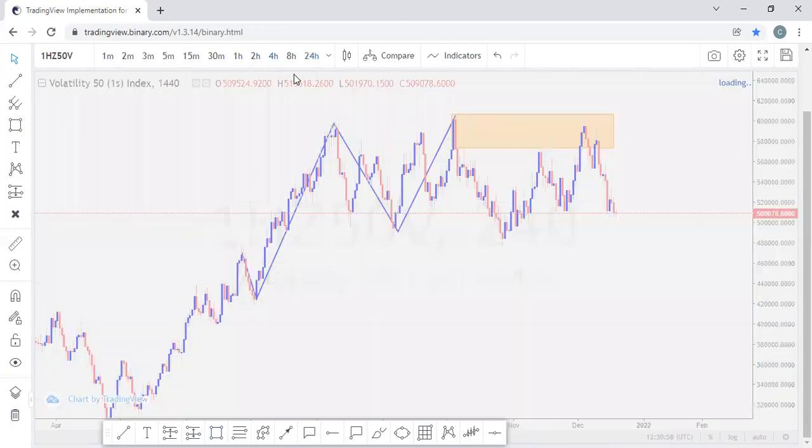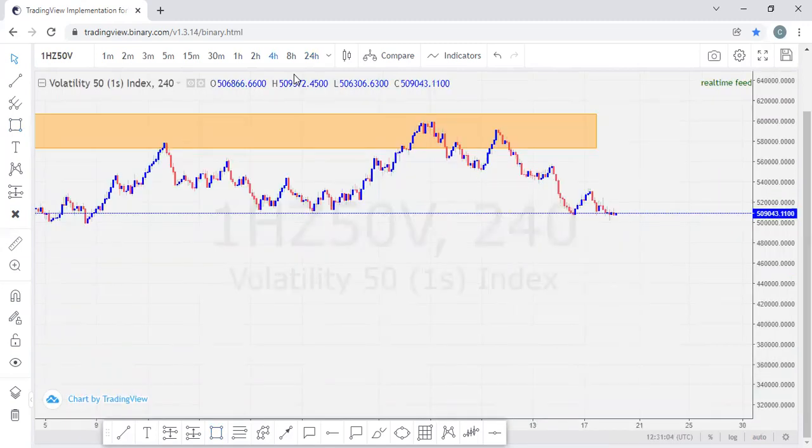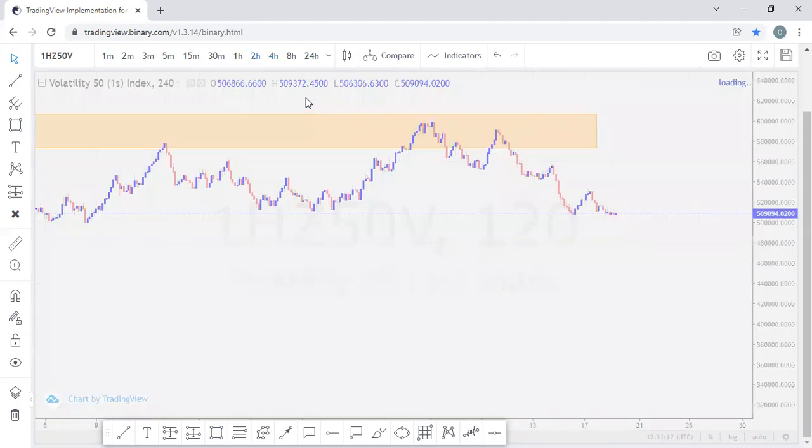Let me see if there's any potential trade idea for this market. Okay, nothing yet. Market is heavily bearish. Nothing of interest. Let me check the 2 hour. We'll see if there's anything of interest. Any potential trading idea on the 2 hour. So I'm looking at that for now.